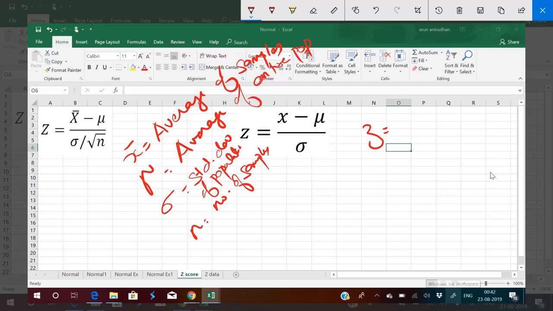Here X means one data point. Okay. You got an array or a column full of values and you take one value. That value is X. Okay. So for that one value, the average will be that same value. So X and S bar are same. Mu is same in both. So even if you do sigma by root n, here n is 1. So this gets cancelled.